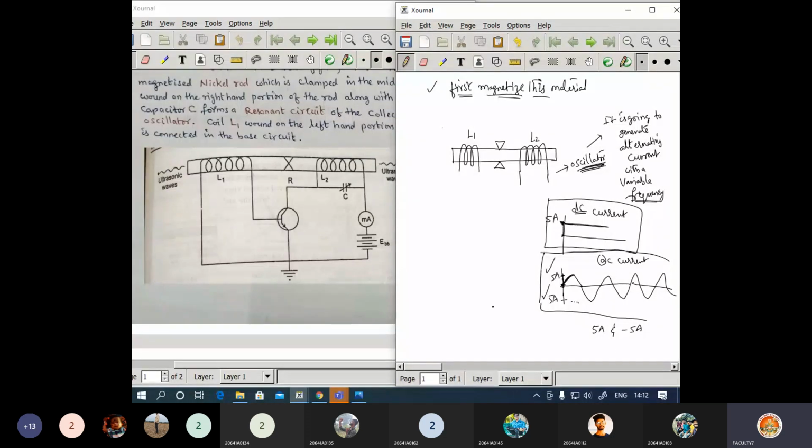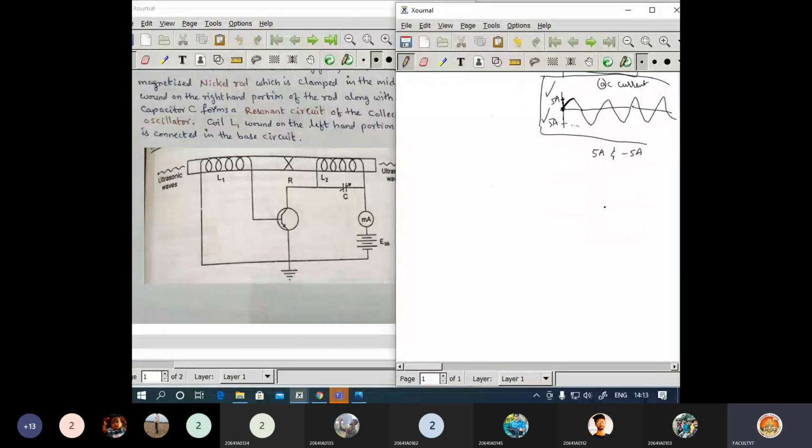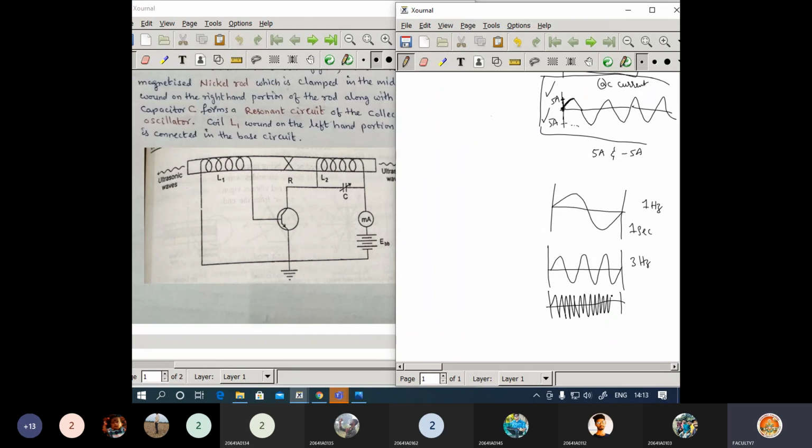Now regarding the frequency, if this is a 1 second time, and within this 1 second you got only one full cycle like this, we consider this as 1 hertz. Within the same 1 second, if you got 3 full cycles, 1, 2, 3, then the frequency will be 3 hertz. Similarly, within the second, you can generate the frequencies as per your requirements. So this is a variation of the frequency.